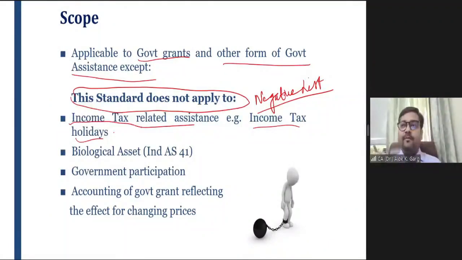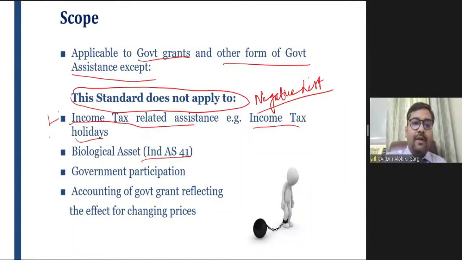Biological assets. Sir, if a grant is related to biological assets, please remember, I have taught you Ind AS 41, the agriculture standard. And I have taught you the government grant also. So this Ind AS 41 includes the accounting related to biological assets, agricultural produce, and government grants related to agricultural produce or biological assets. So if the government is providing a grant with respect to an agricultural asset, in that case, Ind AS 20 will not be applicable. Then sir, which standard will be applicable? Ind AS 41 will be applicable.